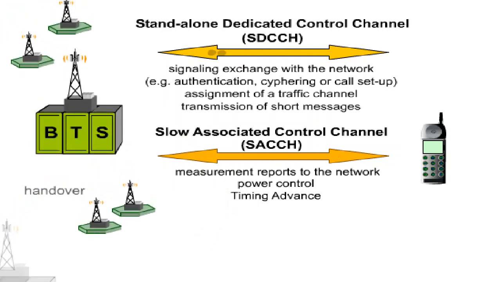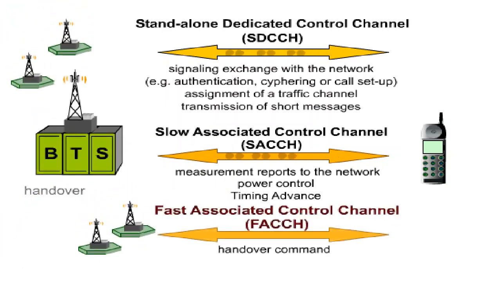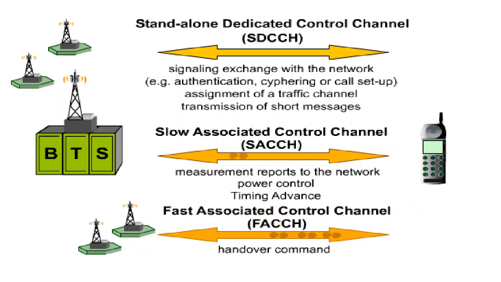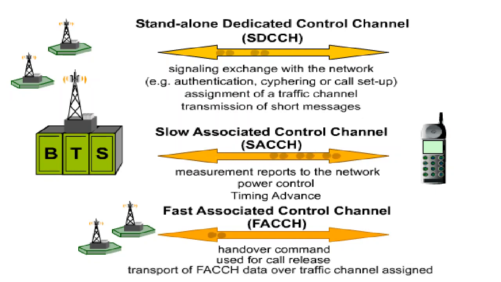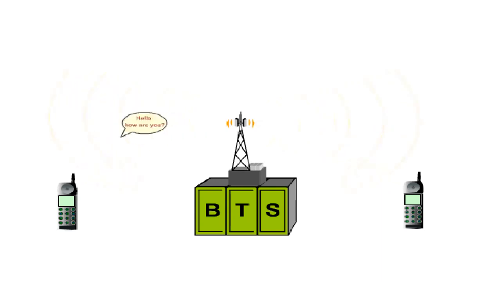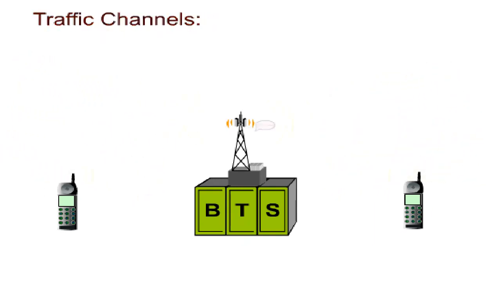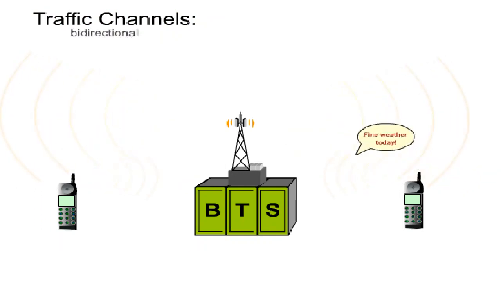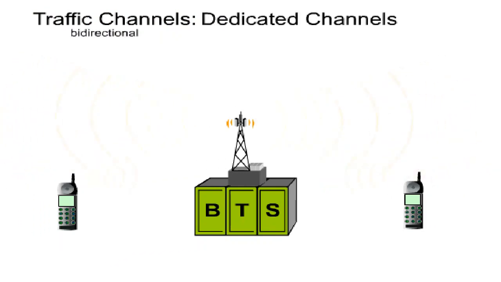If the subscriber moves into the service area of another BTS, the handover command needed is transmitted over the FACCH. This channel is also used for every call release. During the call, FACCH data is transported over the traffic channel assigned. The dedicated control channels are bidirectional point-to-point channels and belong to the group of dedicated channels. User speech and data are transmitted over the traffic channels we've already spoken about. Traffic channels are bidirectional and also belong to the group of dedicated channels.